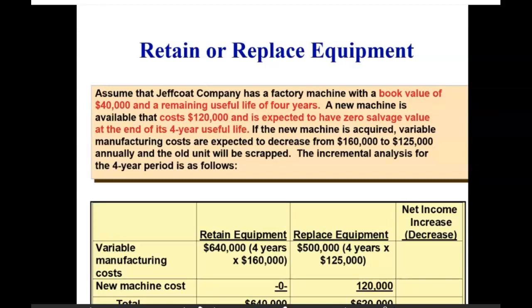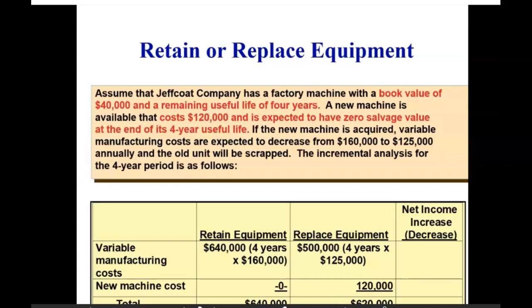So here we have Jefferson Company, a factory machine, a book value of $40,000, irrelevant, a remaining useful life of 4 years. The new machine will cost $120,000 and will have a zero salvage value at the end of 4 years. If the new machine is acquired, variable manufacturing costs are expected to decrease from $160,000 to $125,000 annually, and the old unit will be scrapped. So here, the decision is whether to keep this equipment for the next 4 years or replace it with a new equipment that will last 4 years.